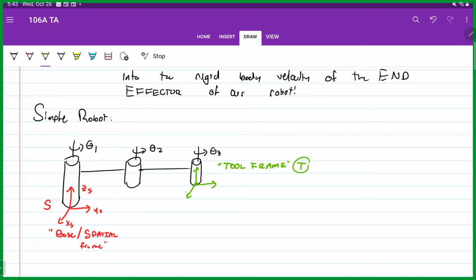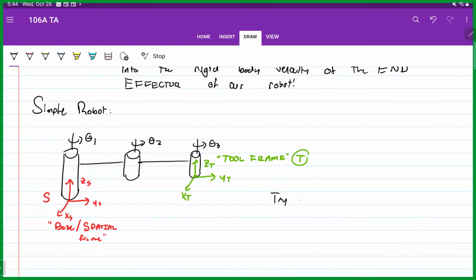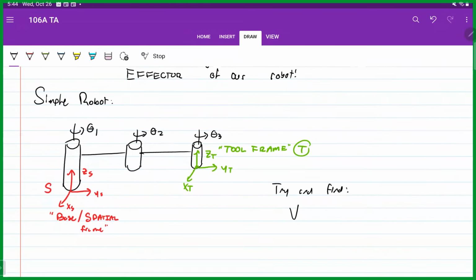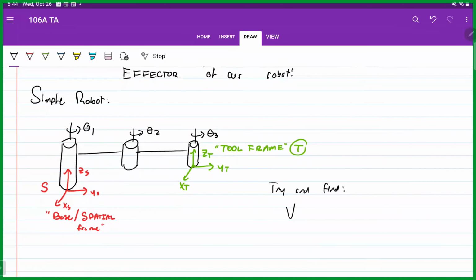We call that T, okay? So we're going to have XT, YT, and ZT up there. All right. So what we want to do now is try and find the following. Let's start out by finding our spatial rigid body velocity between our spatial frame and our tool frame. Okay, so I'm going to denote this VSTS, just like that. Right? So this is our rigid body velocity.